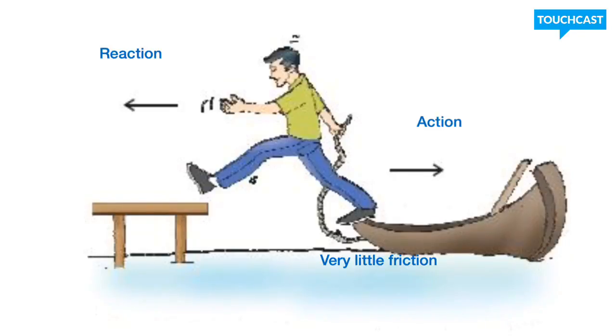Now, on a side note, this is why you should always tie off a boat before you hop off, otherwise you'll have to go swim and get your boat. But the reason why the boat goes backwards very easily is the water provides very little friction, so there's no force stopping the boat from going backwards.